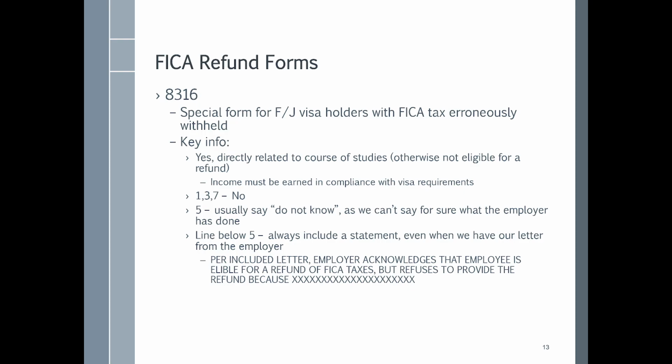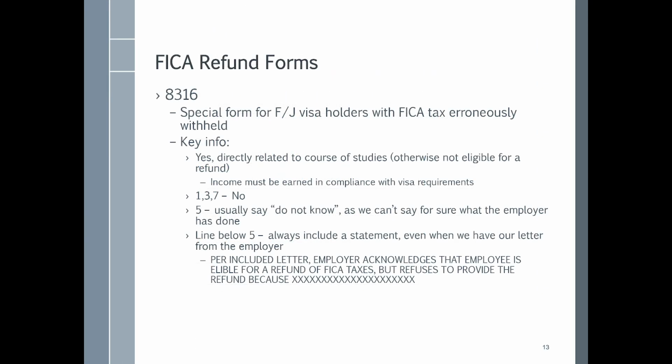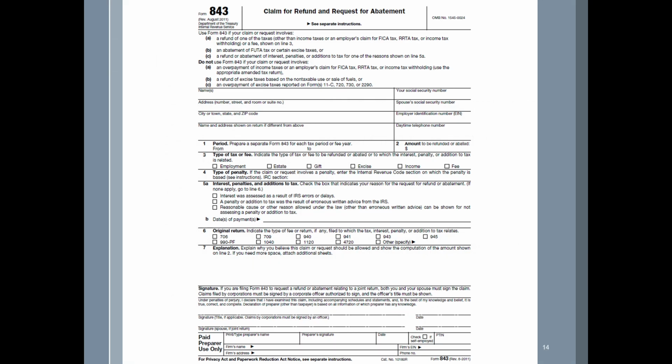And then the line below, line 5, we're always going to include a letter. We're going to say, if you can't get a statement, please tell us why. We're going to still say something in there. So here's kind of the typical thing, per included letter, which is like the employer's response to the request for the refund. Employer acknowledges that they're eligible for a refund, but refuses to provide it because of blah. Or we would just say whatever it is the letter says. The employer doesn't acknowledge that the employee is eligible for a refund and won't give any money back, or whatever the situation is. All right, so that's 8316, so pretty straightforward.